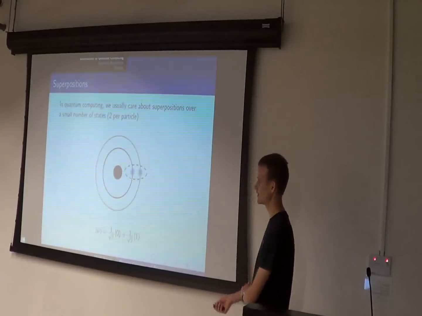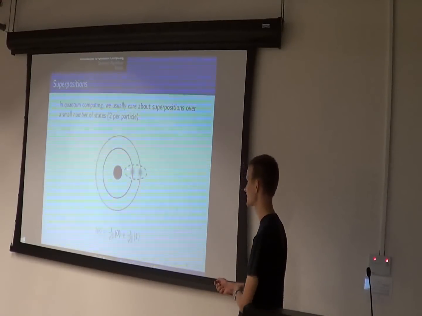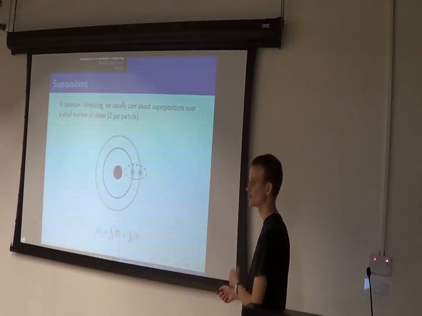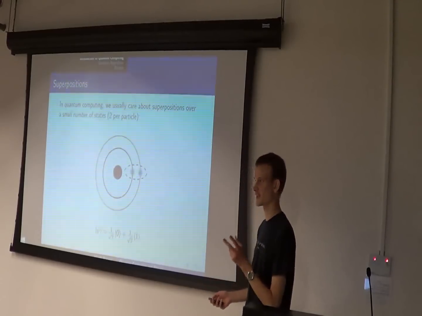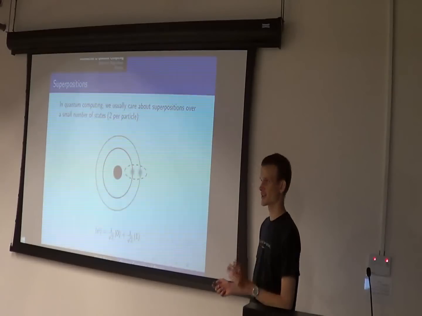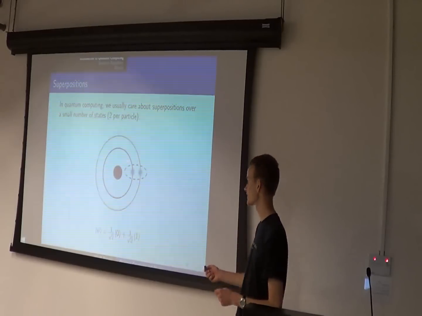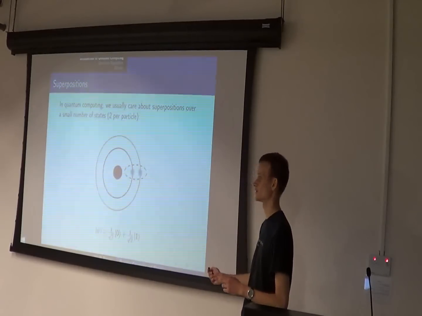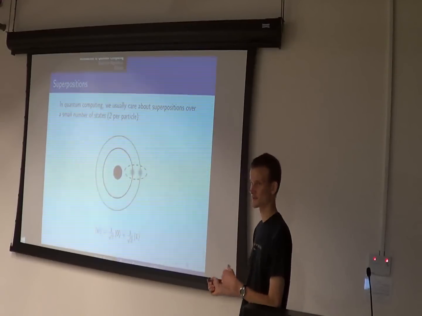Now, in quantum computing, we don't necessarily care about these more fine-grained superpositions, where we care about all the infinite number of different states that a particle can be in. What we generally care about are superpositions over a small number of states. So, for example, we might have an electron that's in a superposition of being in a lower orbital or in a higher orbital, so a lower energy state or a high energy state.